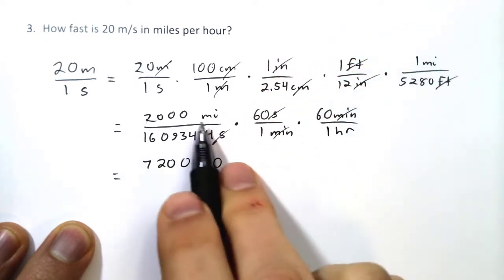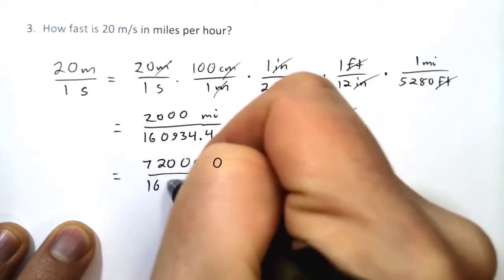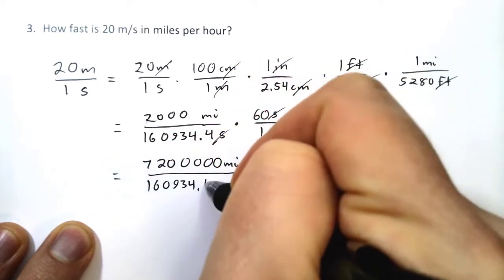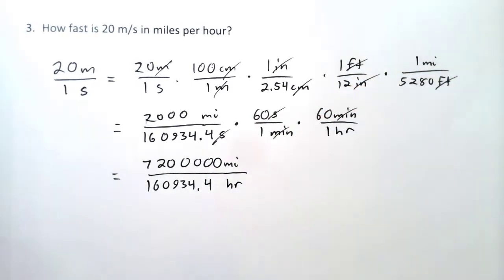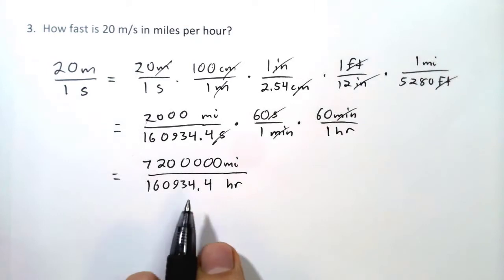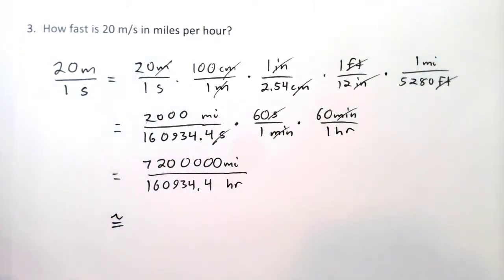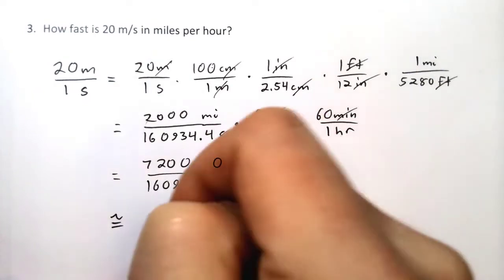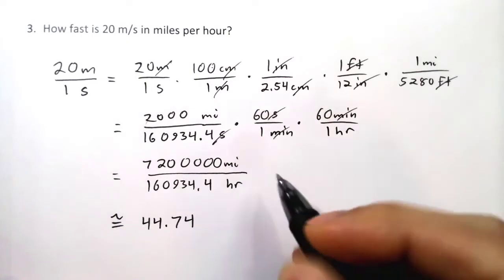And what do we have left here? We have miles in the numerator, and we have hours in the denominator. So we have one final computation to do, and that is to compute this. And that comes to approximately 44.74. And this is measured in miles per hour.